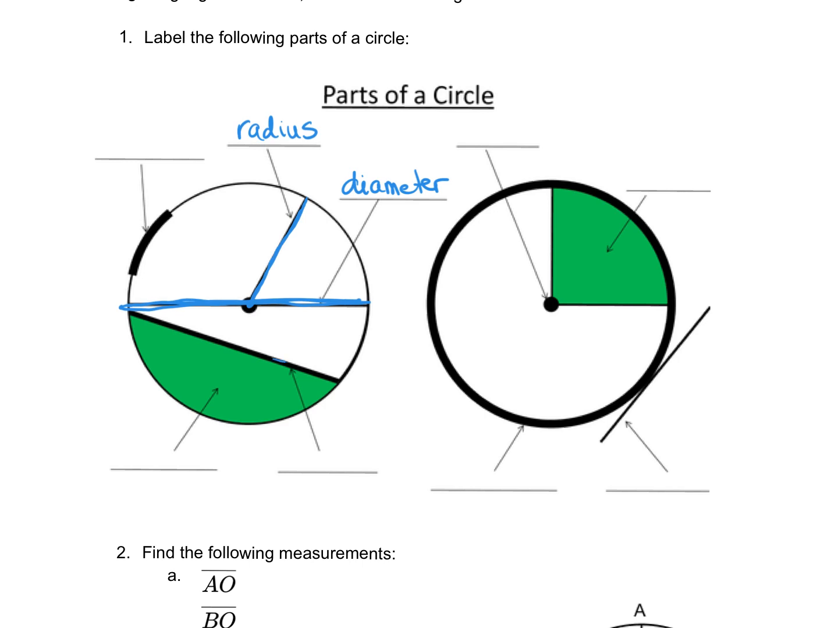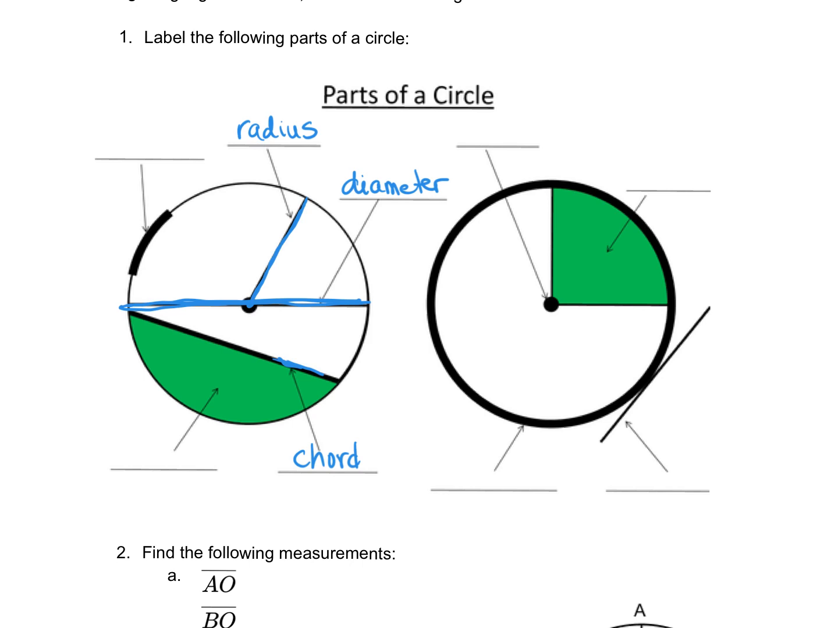This next line here, this dark line here, is called a chord. Okay, and you'll notice a chord is different from a diameter, as the chord does not go through the center of the circle. The only two parts of the circle that radiate from the center or go through the center are the radius and the diameter.